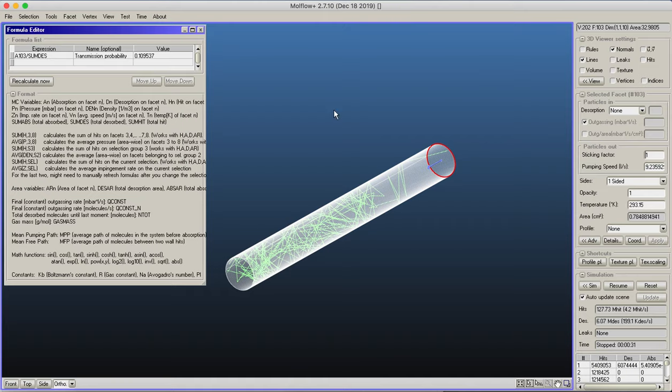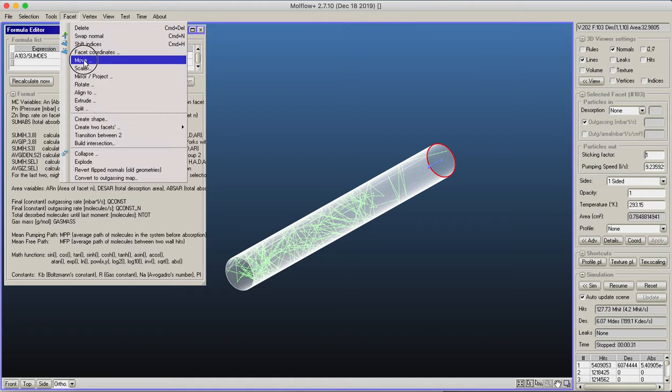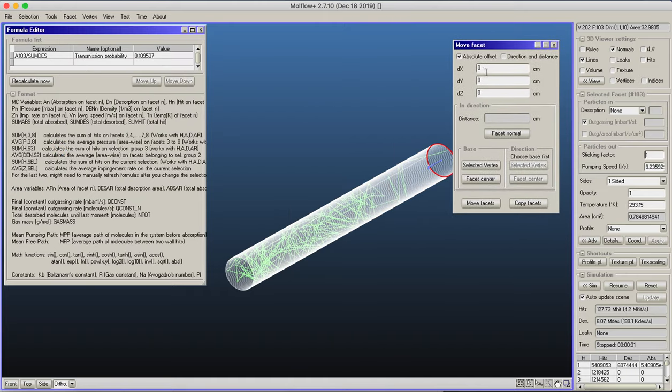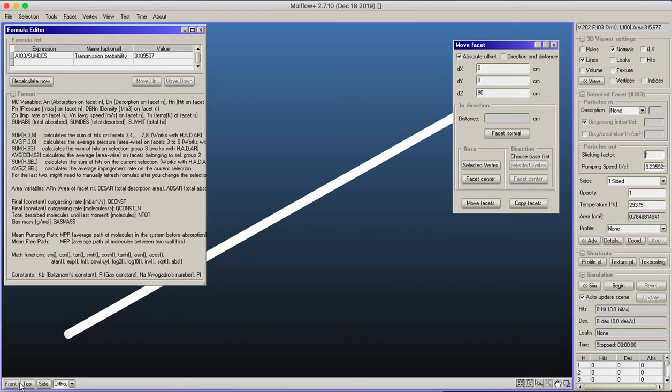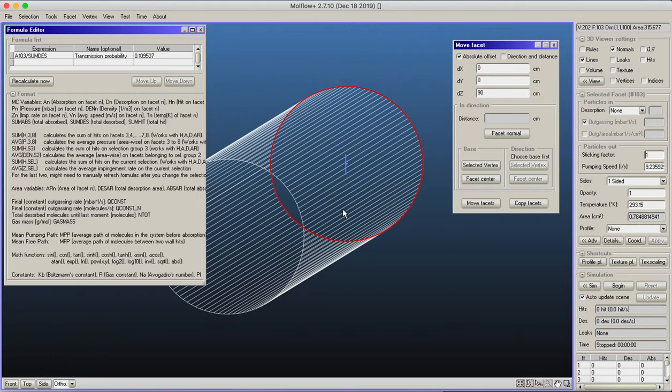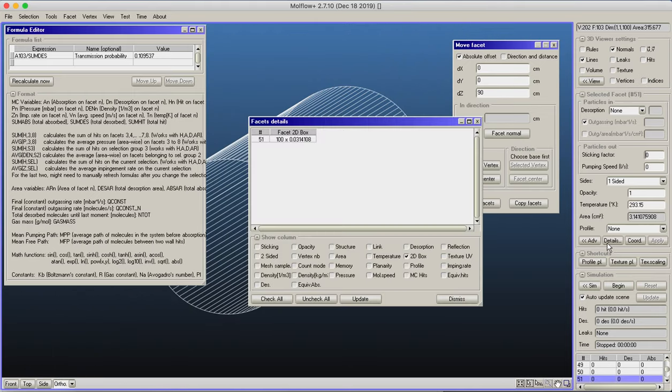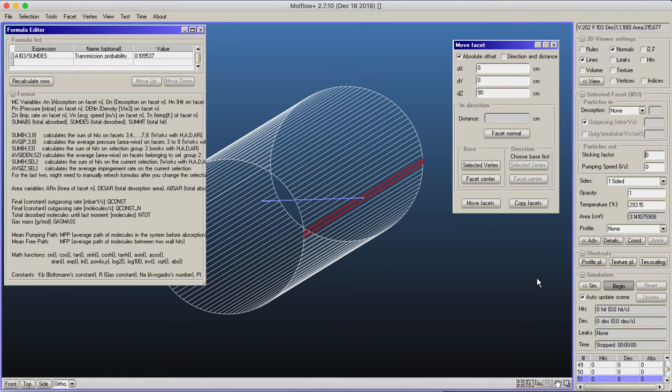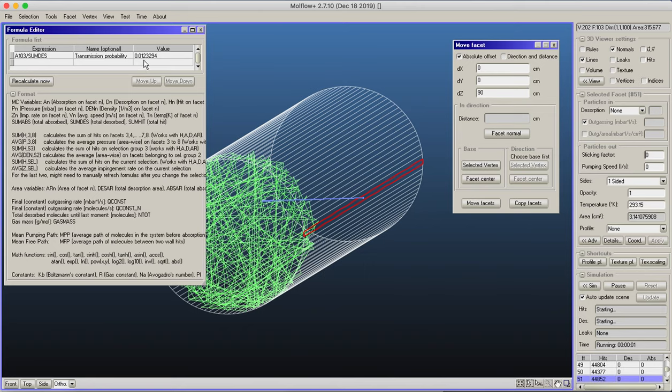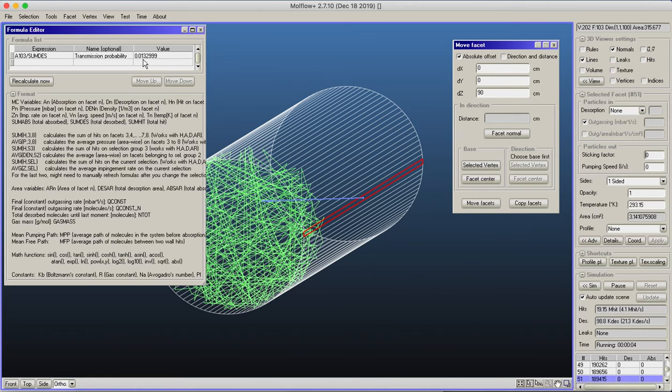Right now it's 10 centimeters long, but I will just move it down by another 90 centimeters. All right, so now I will just rescale the screen, and we can see that currently it's 100 centimeters long. Let's launch the simulation again. Obviously, the transmission probability will be different.